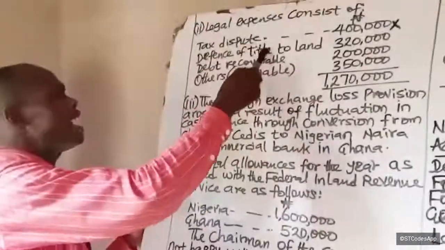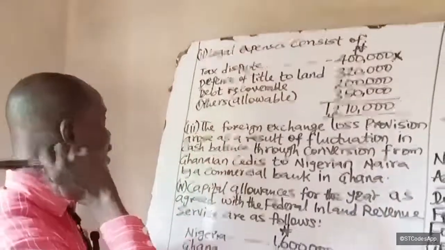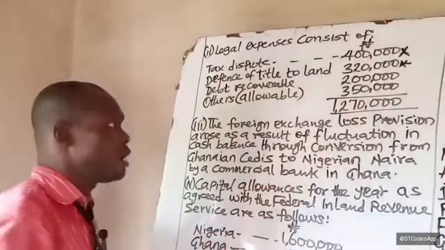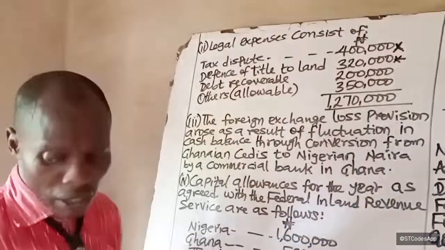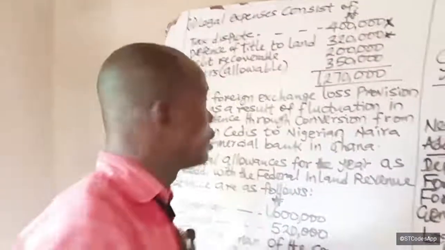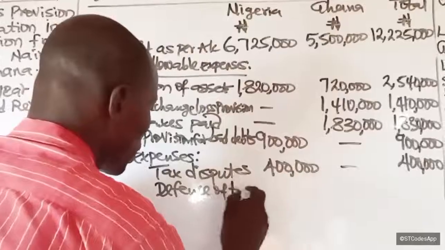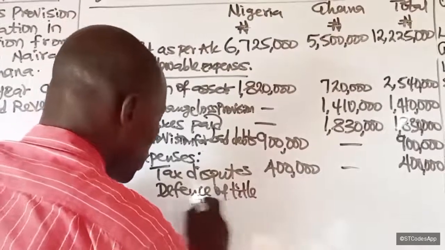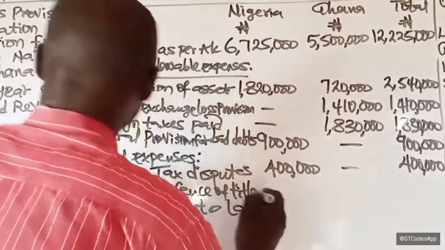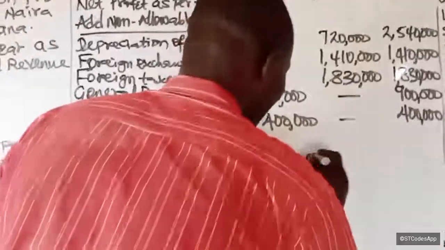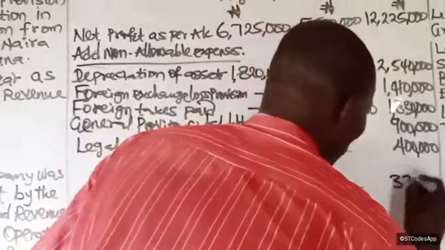We have defense of title to land. This is a capital expenditure. We say all capital expenditure are not allowable for tax purpose. So we have cost of defense of title to land. And that amounted to 320,000.